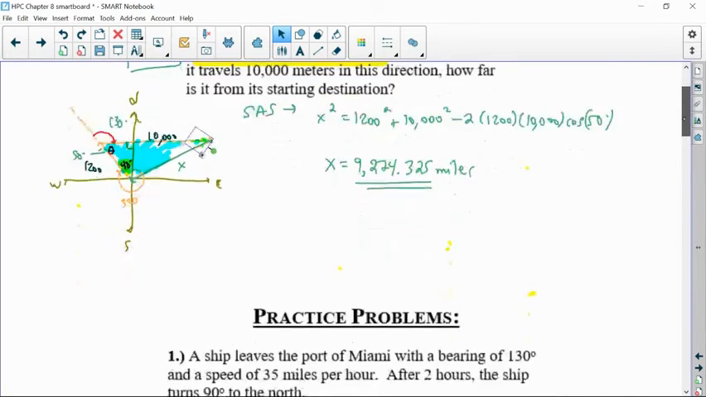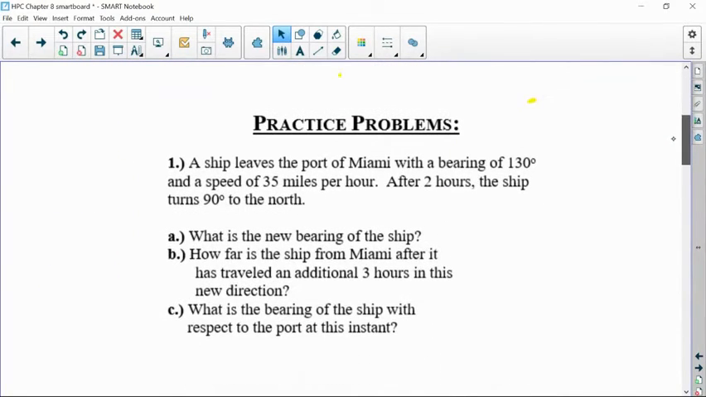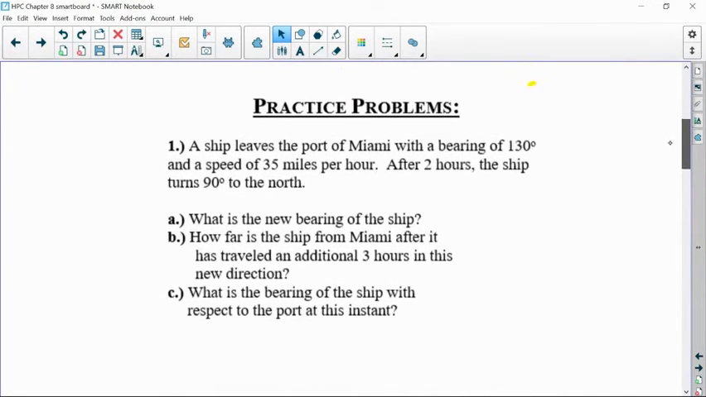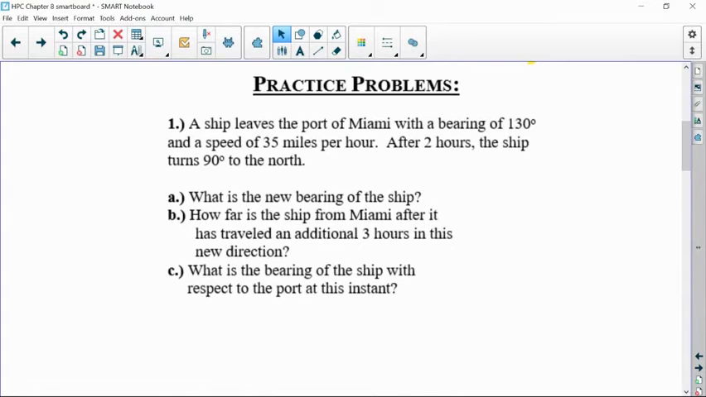Okay, so the next one I want to do is actually on the next page called practice problem number 1. Another similar question. It's a bearing problem. And again, it's a bearing of 130 degrees. It doesn't give us due north, south, east, west, so we know it's assuming it's from due north. So 130 degree bearing from due north.